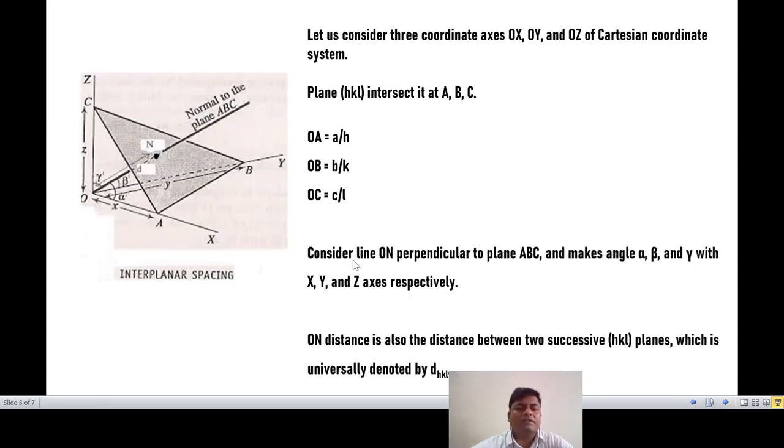Now let us consider the ON, which is perpendicular to the hkl plane and which is drawn from the origin. So when we draw the perpendicular on this hkl plane ABC, this ON makes the angles with the x-axis, y-axis, z-axis, which are nothing but alpha, beta, gamma respectively. So ON is the distance which is nothing but the interplanar spacing between two successive planes, which is universally denoted by d_hkl. So we are aiming to find out this distance in terms of a, b, c.